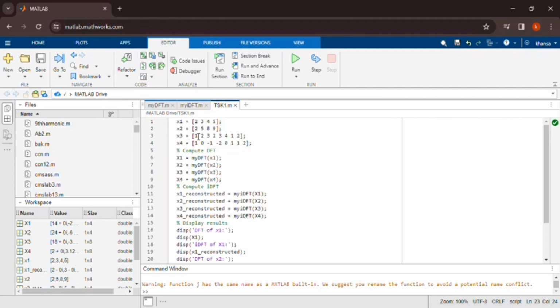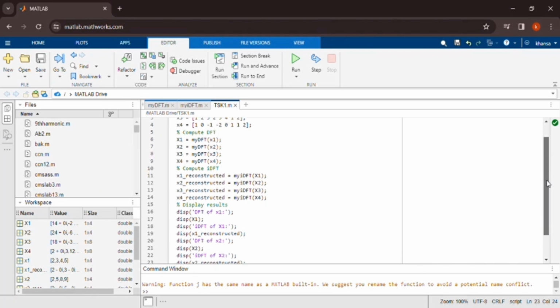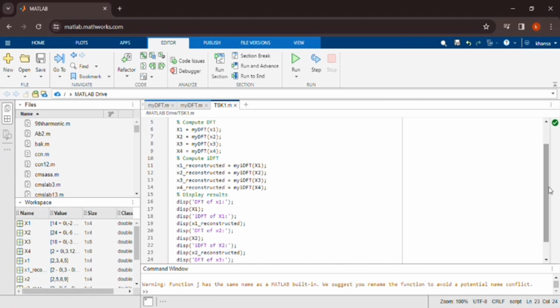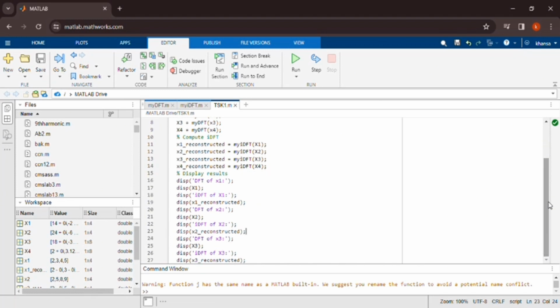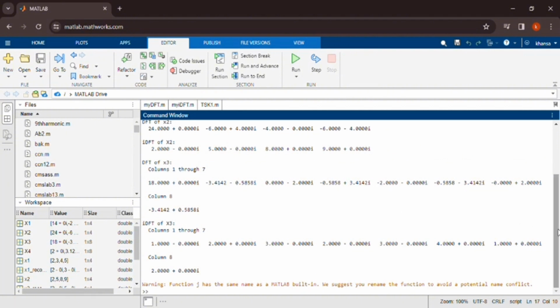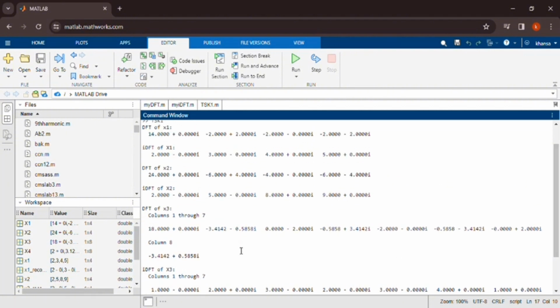This is the next task, and in this one, these are our four signals x1, x2, x3, and x4. Here the capital X is used for the discrete Fourier transform, and the small x is used for the inverse discrete Fourier transform. Now we have to display our results. So for that we will do the discrete Fourier transform, and then we will take the inverse of that, so it will be the inverse discrete Fourier transform. Now if we run our function, this is our output of all this, and that's it.